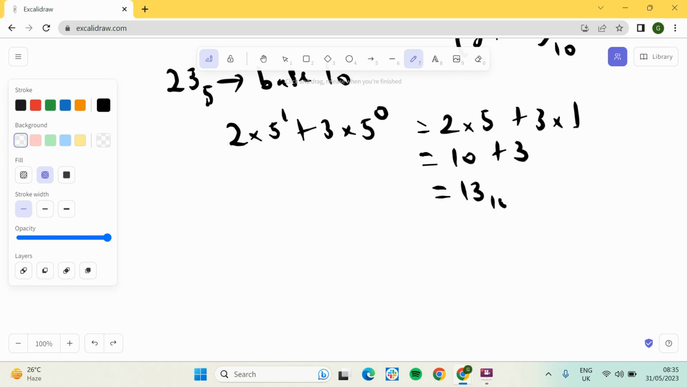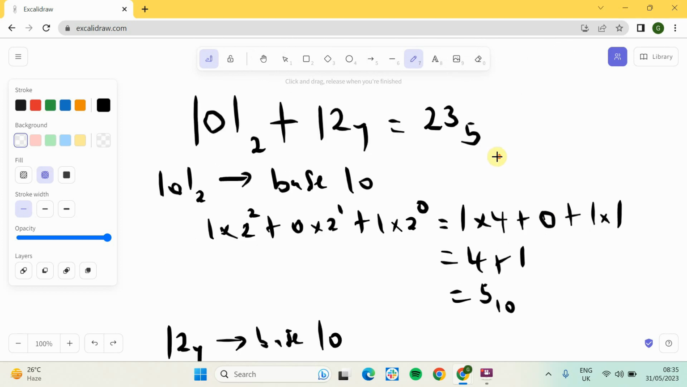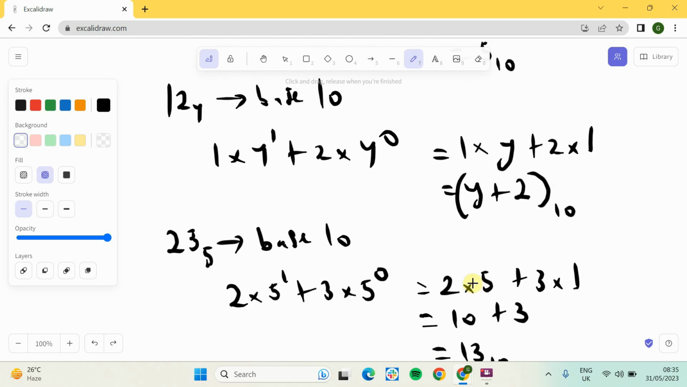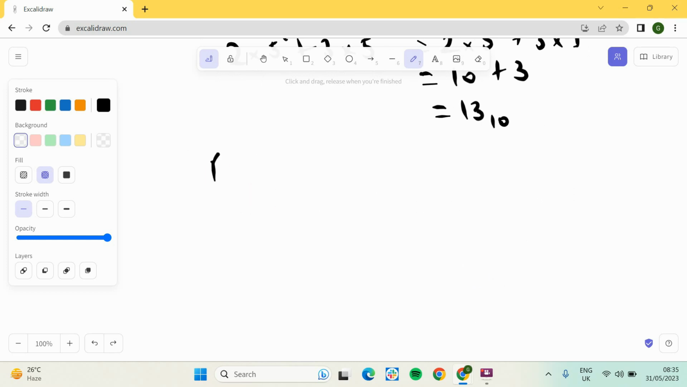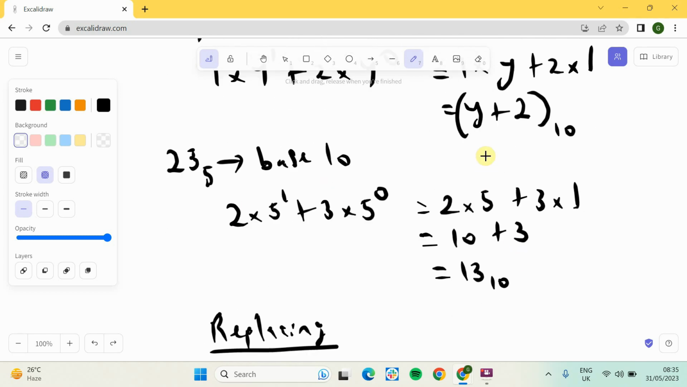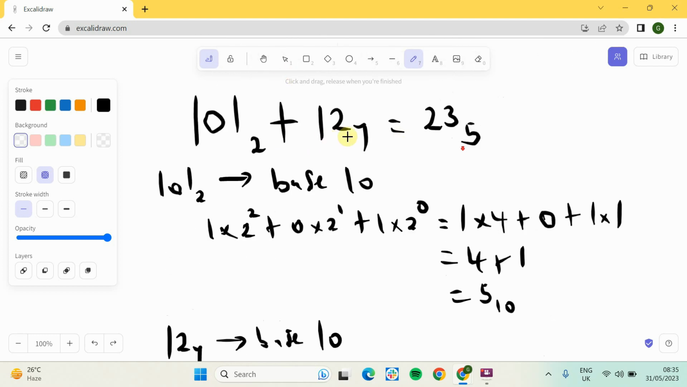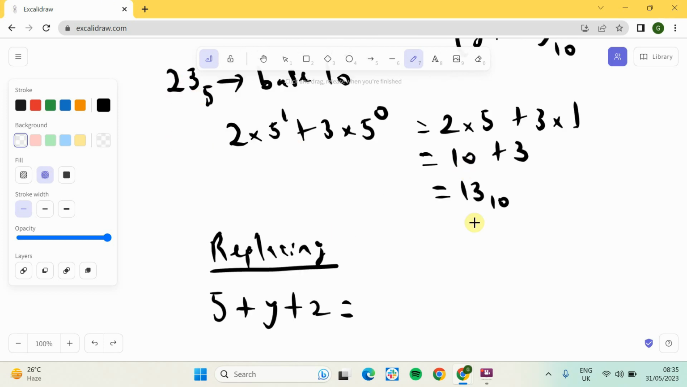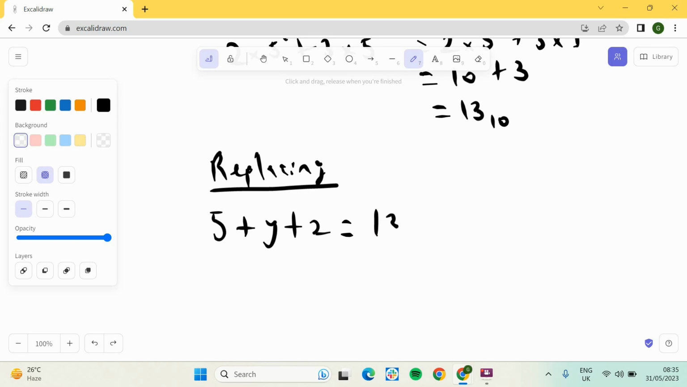So by the time I add both of them, this will give me 13 in base 10. So now that we have all of them in base 10, we can now compare, right? So this 101 base 2, I'll replace it with 5. 12 in base y, I'll replace it with y plus 2. And 23 in base 5, I'll replace it with the answer. So replacing, that will be 5 plus y plus 2, because there is addition joining two of them. So 5 plus y plus 2 will now be equal to whatever 23 base 5 was, which is 13. Great, 13.